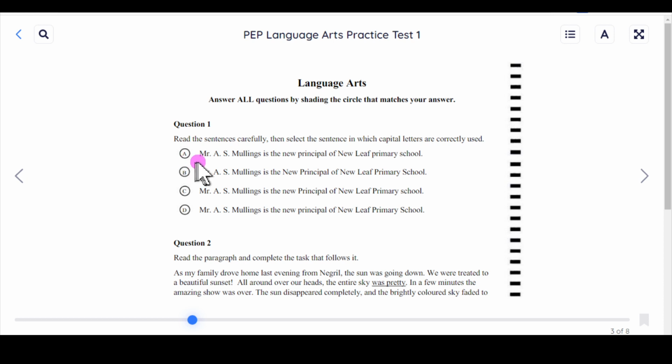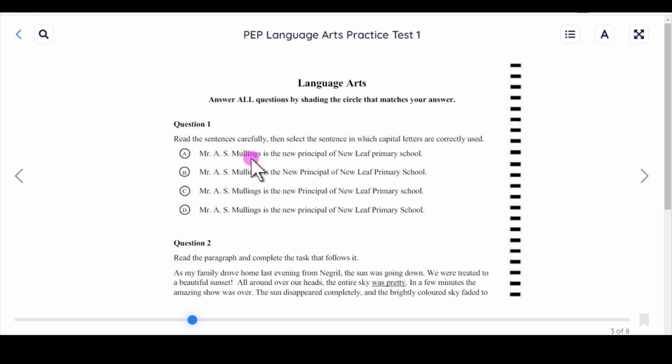we go on now to say Mr. A.S. Mullings is the new principal of New Leaf Primary School. So we're starting Mr. and that's a title. The A.S., certain abbreviations will also have capital letters, right?